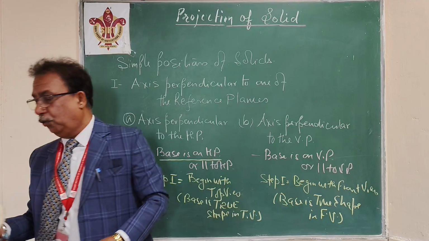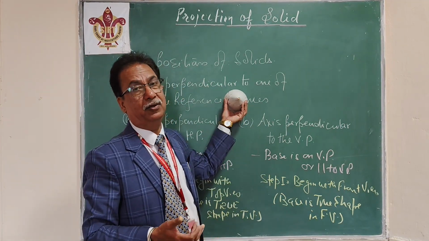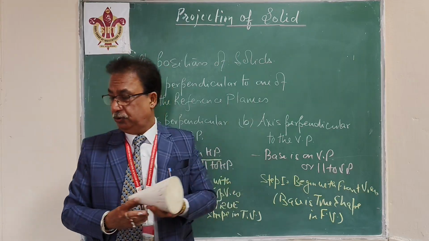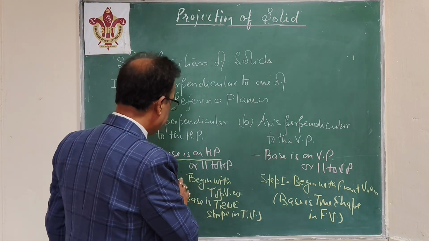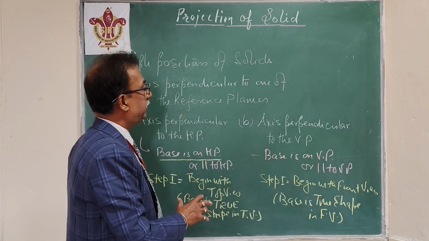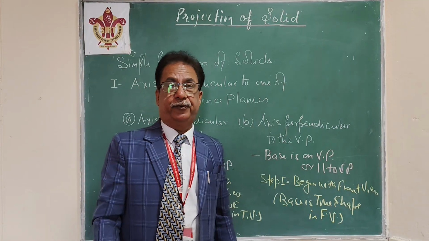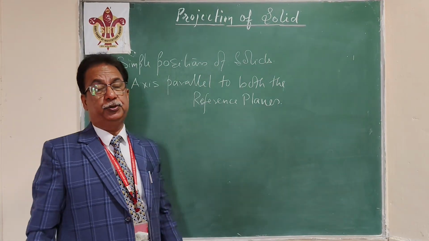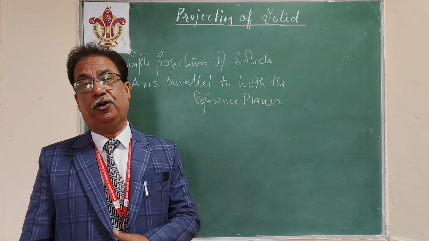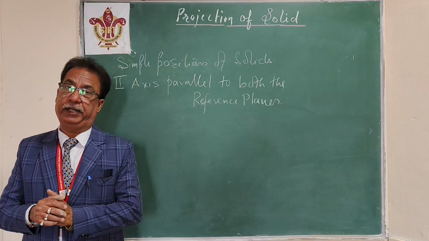Similarly in the case of a cone also, if I keep the cone like this, then the front view will be a circle, top view will be a triangle. So this is, I think, the simplest position of the solid. These are the two simplest positions of the solid, when the axis is perpendicular to one of the reference planes. After the simplest position, the second simplest position of the solid is axis parallel to both the reference planes.